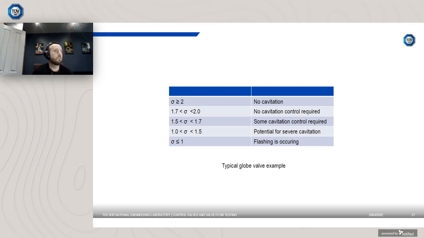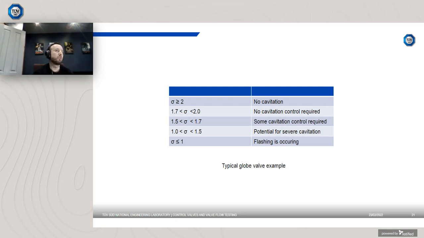Now, if you've ever bought a valve or a control valve, a lot of the time the manufacturer will provide some guidance in terms of sigma levels. So you might have a table such as this. This is just for a typical globe valve. And what it allows you to do is, for your operating conditions, calculate a sigma, and then that tells you if cavitation is going to be an issue with this valve.